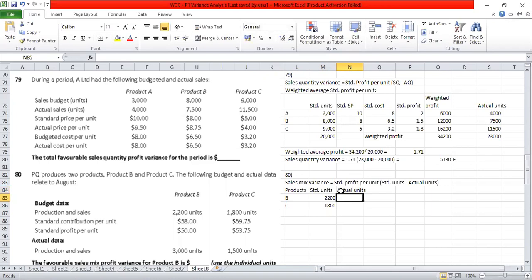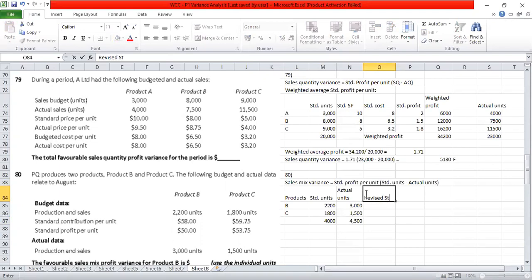Actual units are 3,000 and then 1,500. Just add them up. Both of them do not match with each other. The total of standard is 4,000, the total of actual is 4,500. So here we need to revise the standard units.